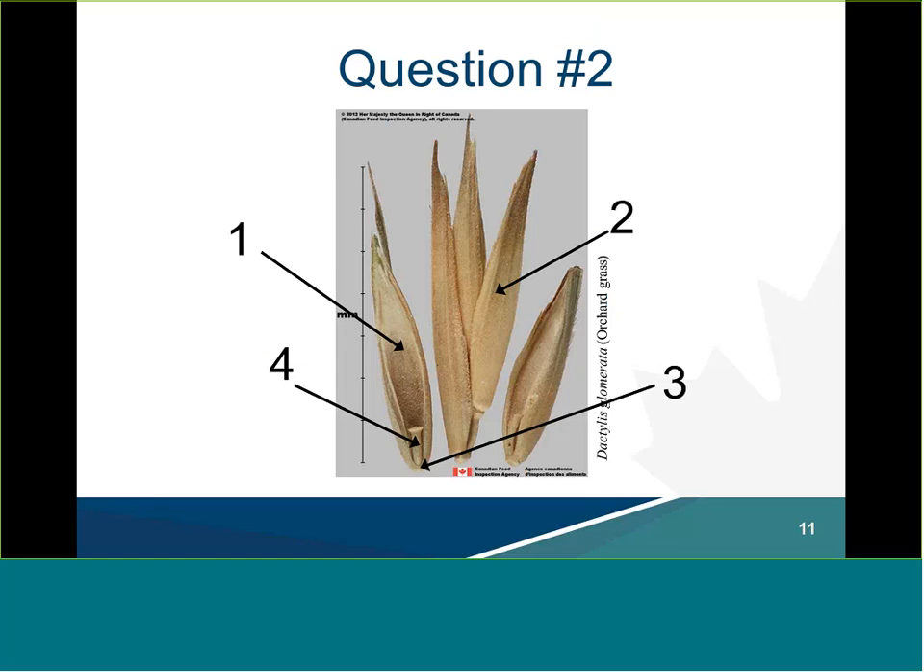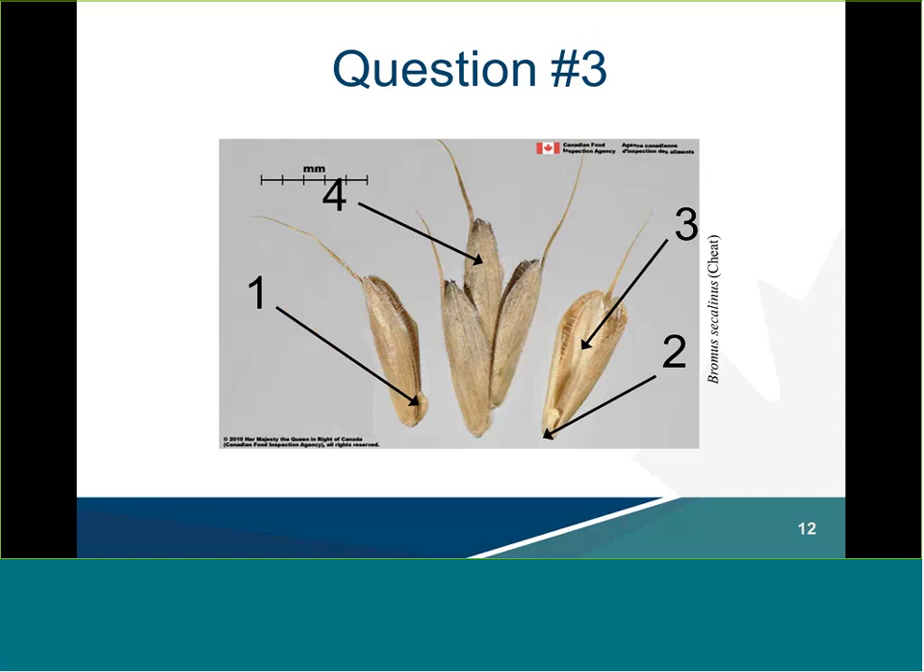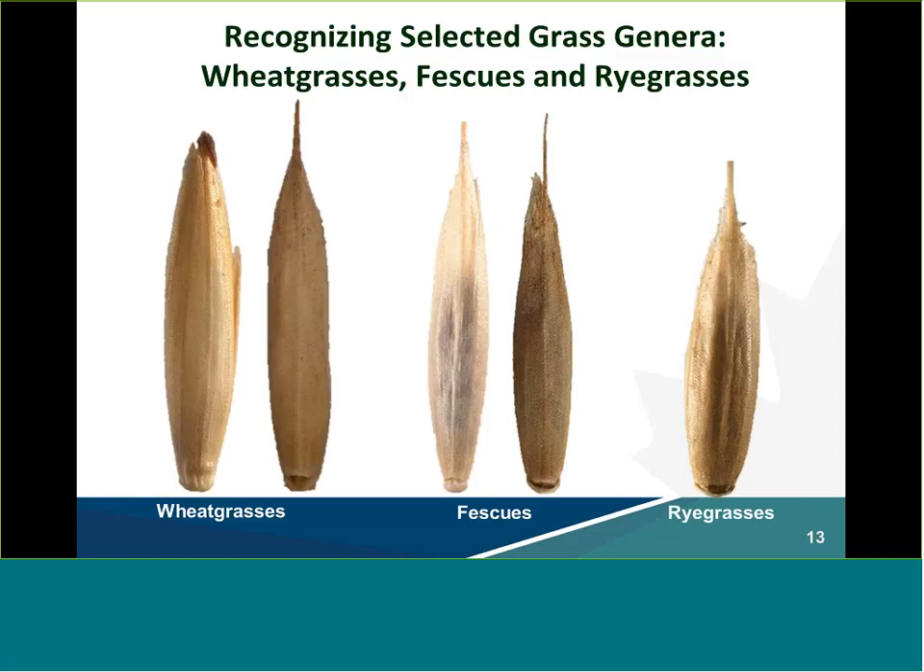One more. Let's take a look at a brome. We've got our cheat here. Let's see. Number 1 is pointing at that kind of door knocker curved stalk at the base of the palea. That's our rachilla. Number 2, that's the callus. Number 3, my gosh, you can see those teeth along the edges just sticking out at you. Yeah, that's the palea. And of course, what we have left in our information points is number 4, which is the lemma.